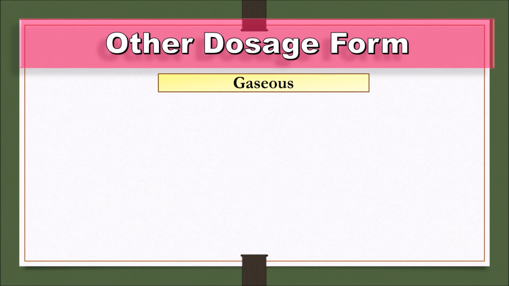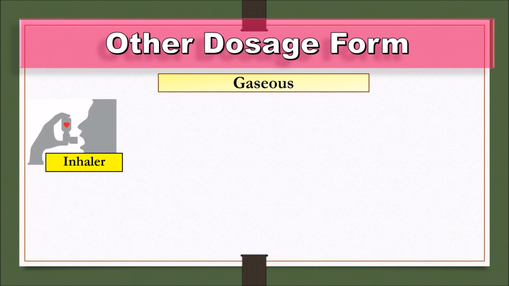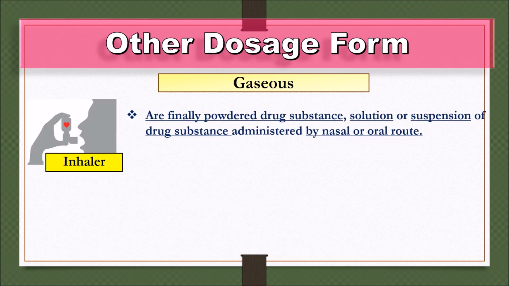Now we have other dosage forms. In that we have gaseous dosage form. The example of gaseous dosage form is inhaler. What are inhalers? Inhalers are preparations by means of which finely divided powdered drug substance or a solution or suspension of the drug can be administered to the patient by oral route or nasal route. Example of inhaler is salbutamol inhaler for asthma.